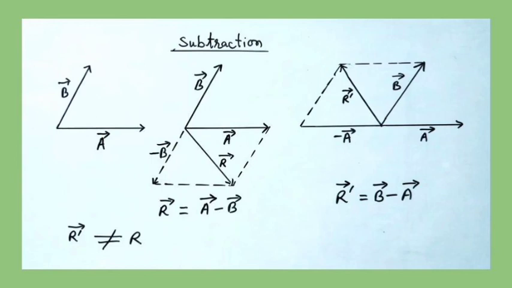See in the diagram, two given vectors are A and B. When negative of vector B is added to A, then resultant R is equal to vector A minus vector B. When negative of vector A is added to vector B, then resultant vector R dash is equal to vector B minus vector A. Here you can see vector R dash is not equal to vector R.